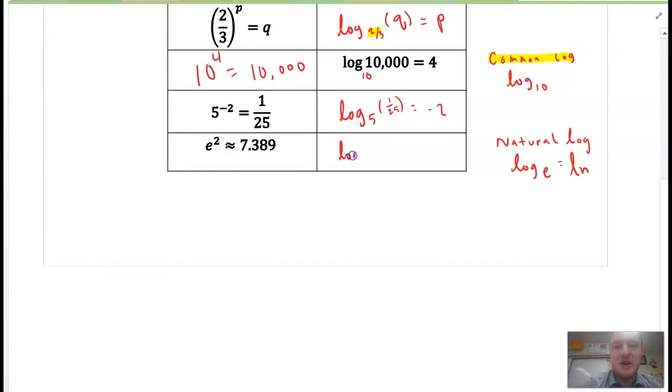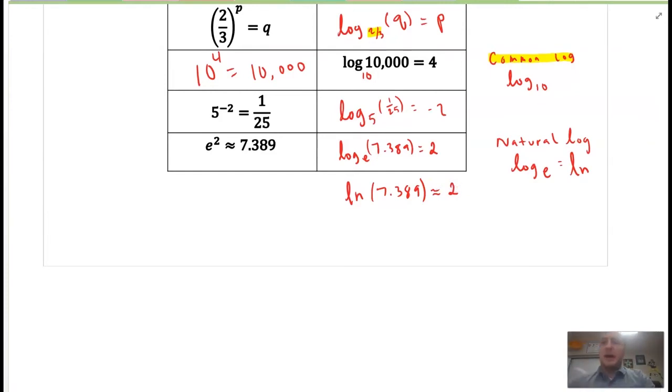So this is log. Okay, base stays the same. E, inputs and outputs switch. So log base e of 7.389 is equal to 2. Now I'm going to go ahead and rewrite this. So we don't write log base e. I don't even want to say you can. What we write is ln. So ln of 7.389 is equal to 2. Well, not equal. I want to say approximately.